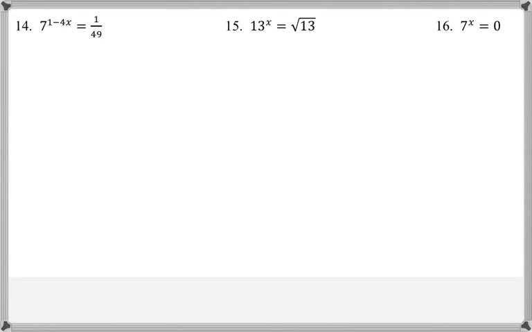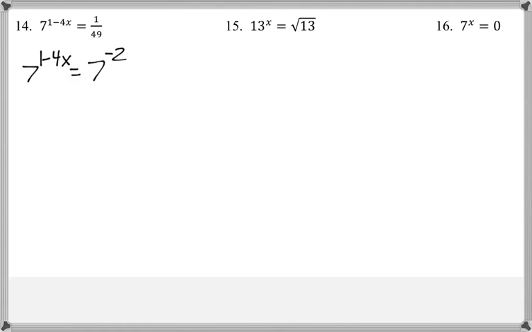On question number 14, I want to express both sides using the same base. So I'm not going to change the left-hand side, but I need to express 1 over 49 as 7 raised to some power. Now, if it were just a regular 49, this would just be 7 raised to the 2. But because it's a 49 on a denominator, it needs to be a negative 2. So 7 raised to the negative 2 means the same thing as 1 over 49.